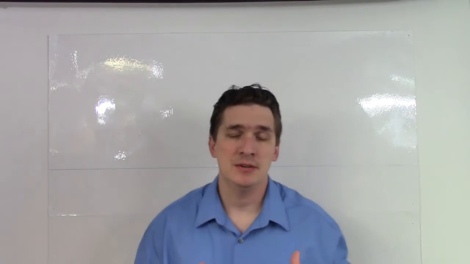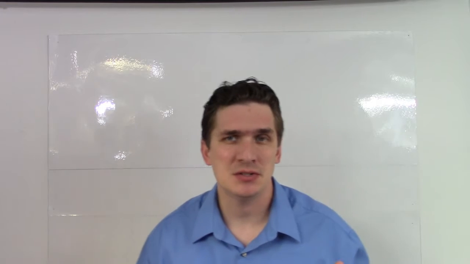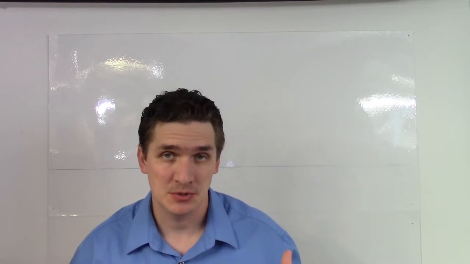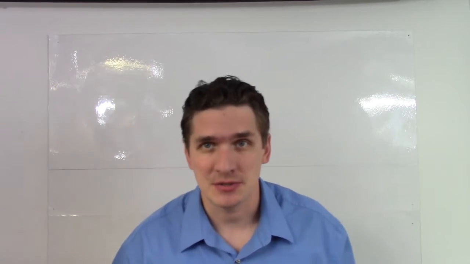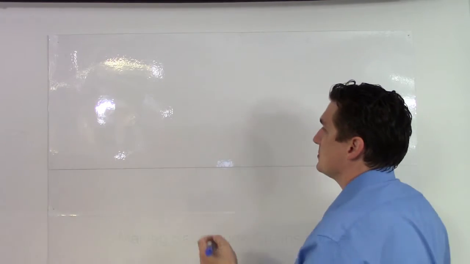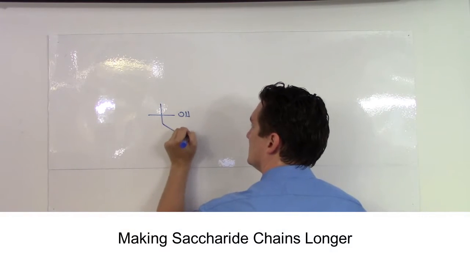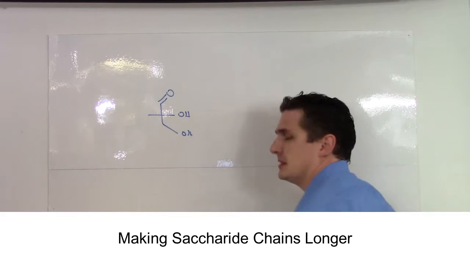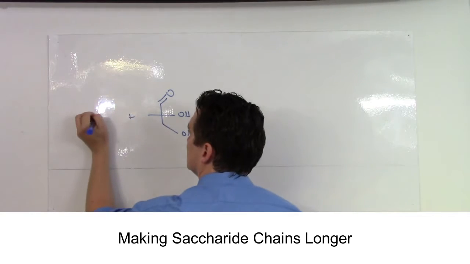Now, let's talk about a very simple reaction that we can conduct on aldoses and ketoses. We prefer to do this on aldoses because effectively what we're doing is lengthening the chain of aldoses. So, if we have an aldose, and we'll start with a simple one, this D complex, and we add potassium cyanide, KCN.